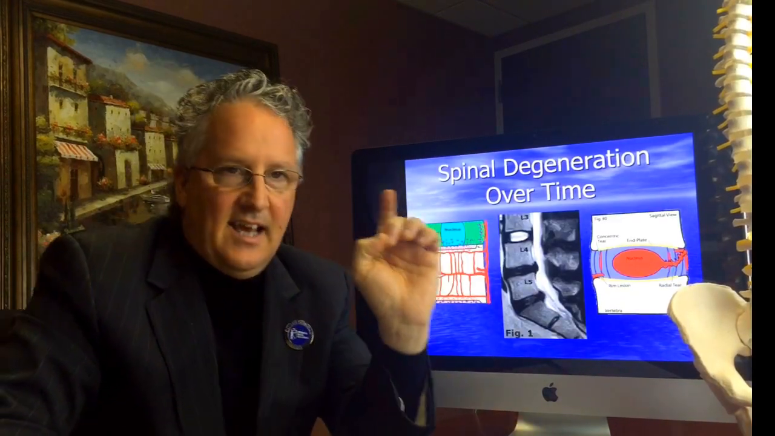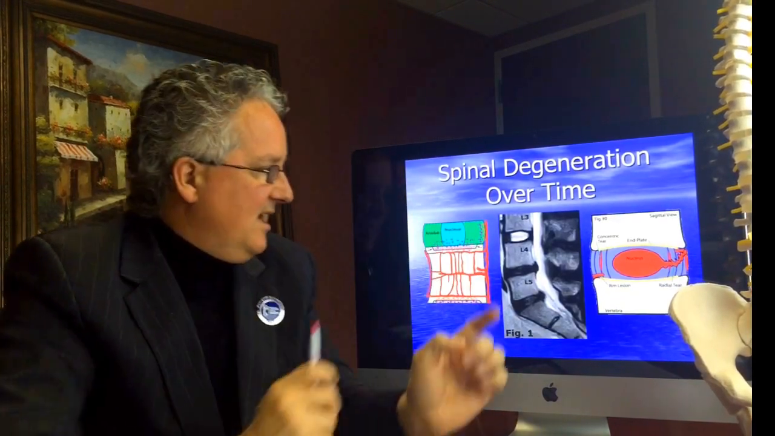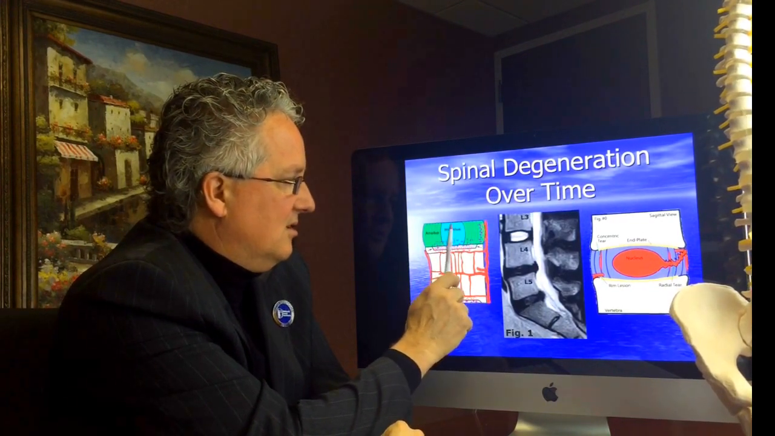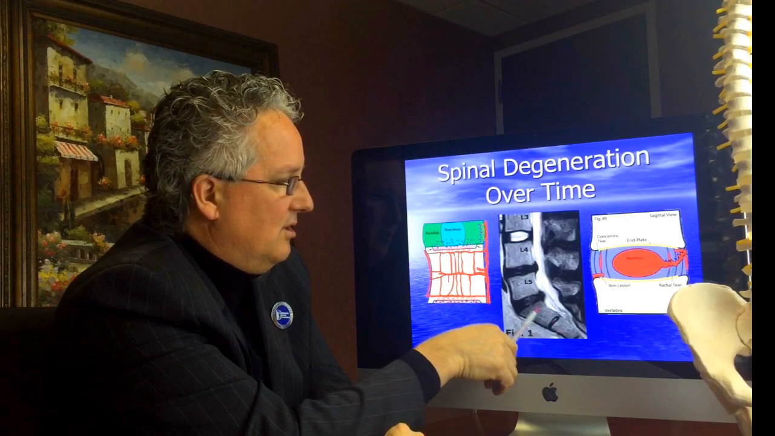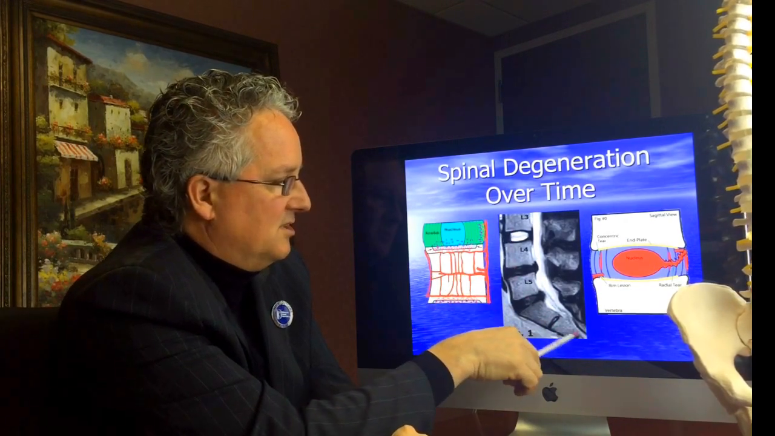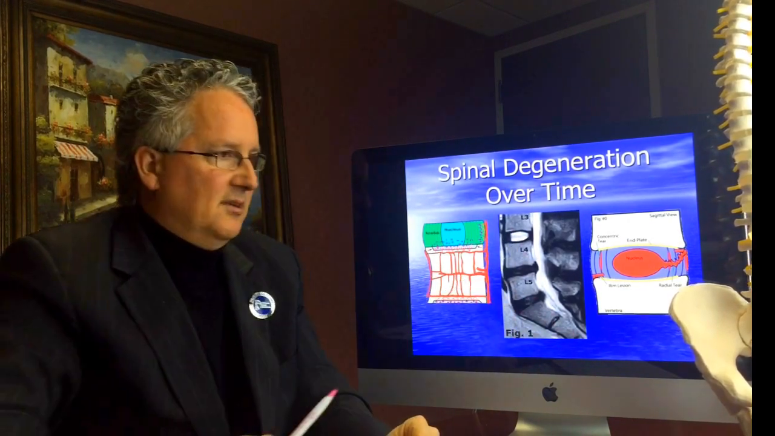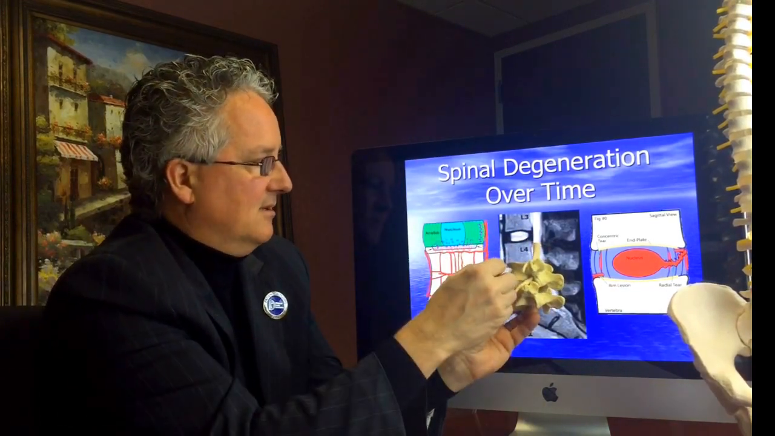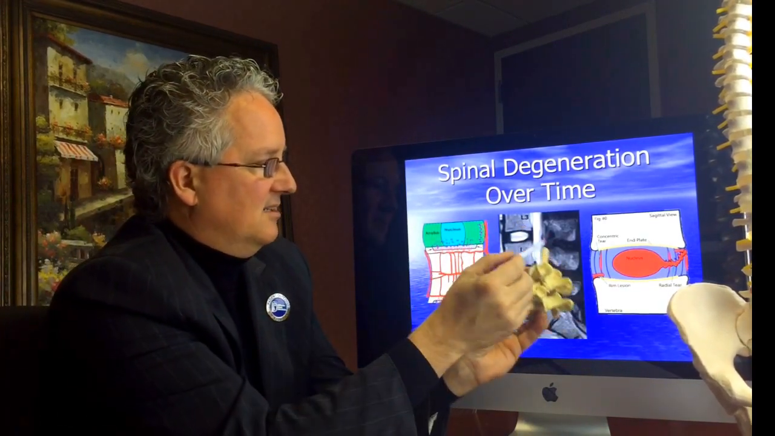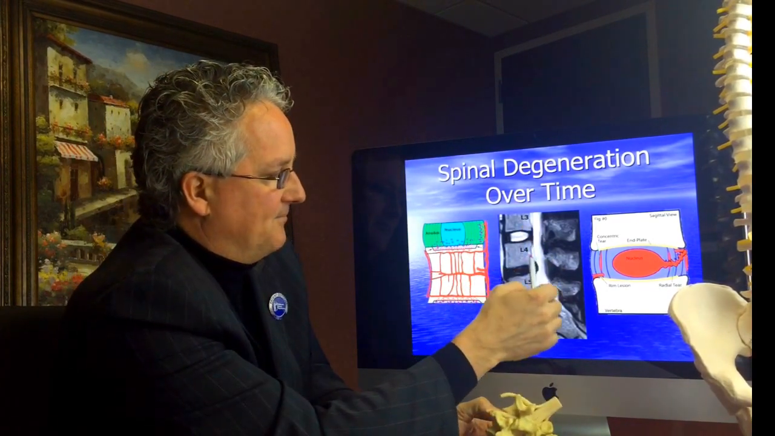Now, you can see that on an MRI. Healthy nucleus with the proper amount of fluid on the T2 sagittal view of an MRI, which is what this is right here, side view. So we're looking at it from the side, like this. One vertebrae on top of the other. Here's the disc, spinal cord's in the back right here.